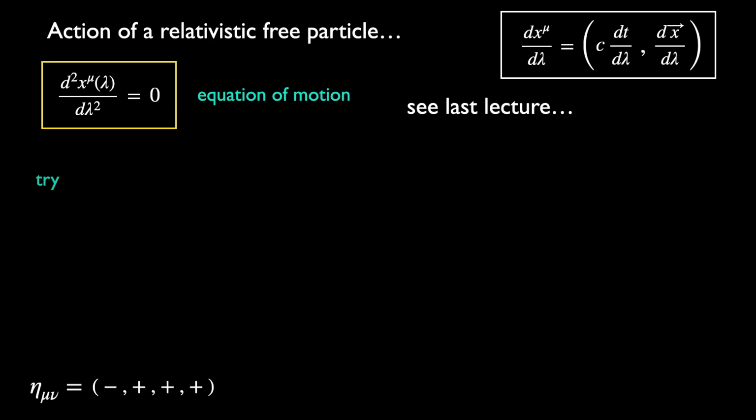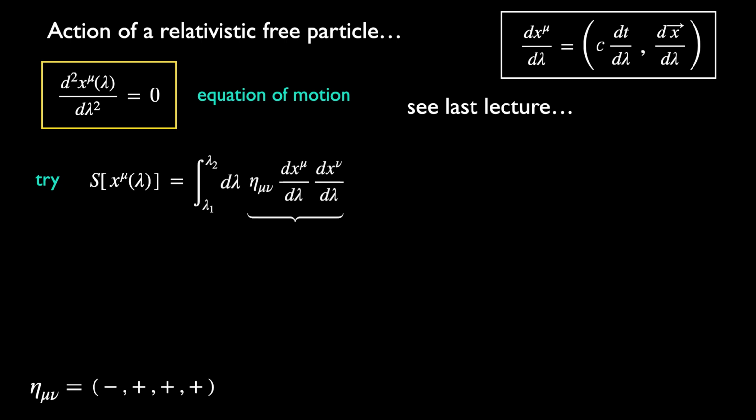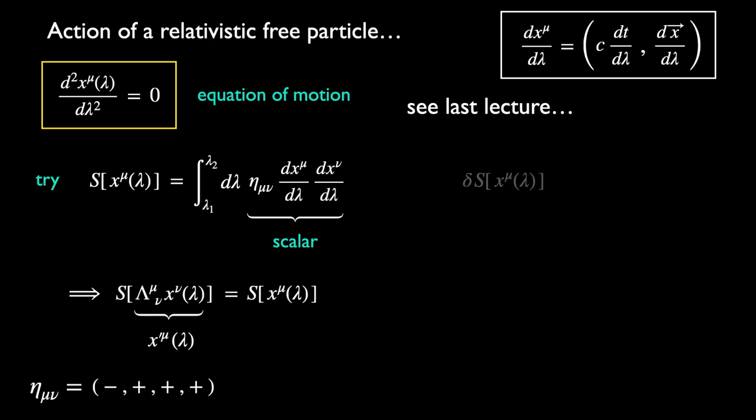We can try the most obvious choice. An important constraint is that the Lagrangian must be invariant under Lorentz transformation, that is, it is a scalar. This is so that the Lorentz transformation of any solution of the equation of motion is also a solution. We can easily see that setting the first-order variation of this test action to zero will give us the desired equation of motion in the yellow box.